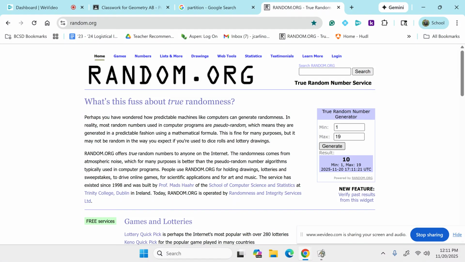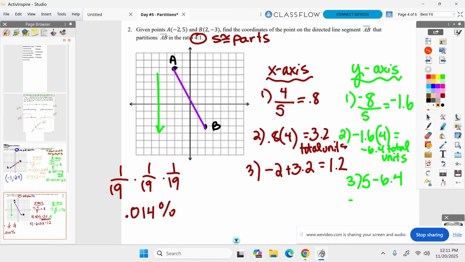Where did we end up on the y-axis, Jake? -1.4. All right, let's see if that makes sense, everybody. 1.2, -1.4. Let's go to our graph. Over 1.2, down 1.4. Does this make sense? Over 1.2, down 2 and a little bit more, about right there. Okay, it's on the line, and look at the ratio, 4 to 1. Much bigger to the left, huh? Much bigger, yes. Please do not go on to the next one.